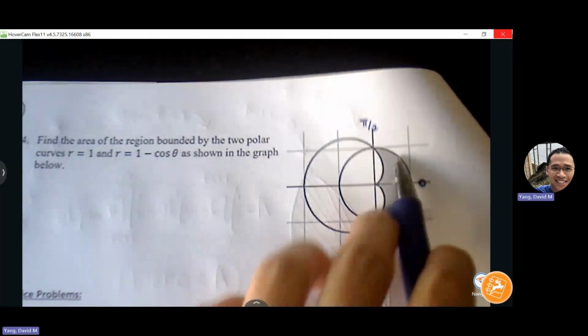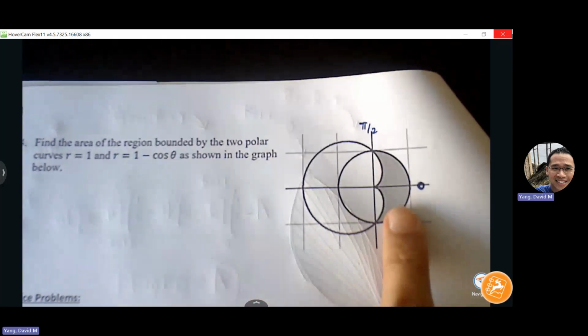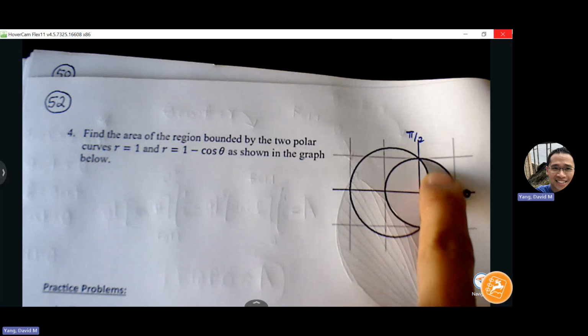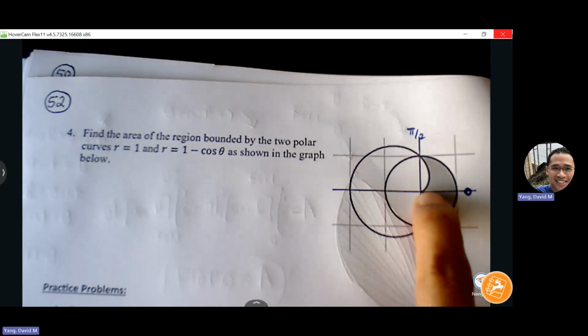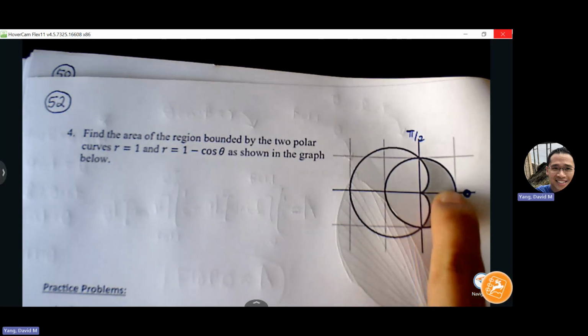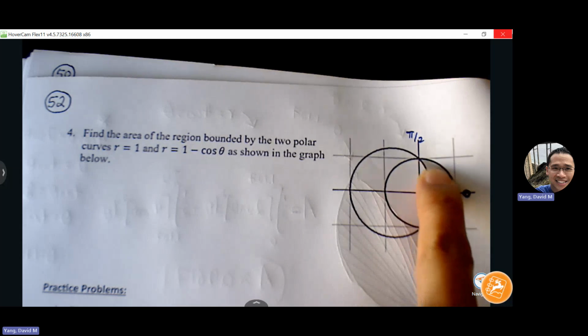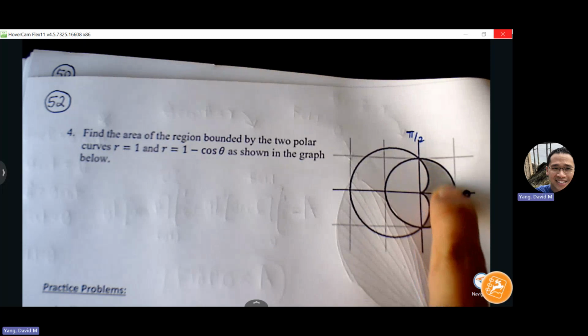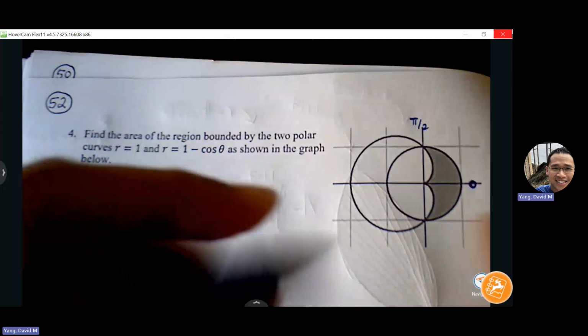So this, I'm just going to focus on the upper portion because I know I can get that bottom portion through symmetry. So if I want to find this shaded region, I've got to do some subtraction here. The idea is that I'm going to first find the area of the quarter circle, and then I'll subtract out the portion from the cardioid, and then what remains is this outer portion here.